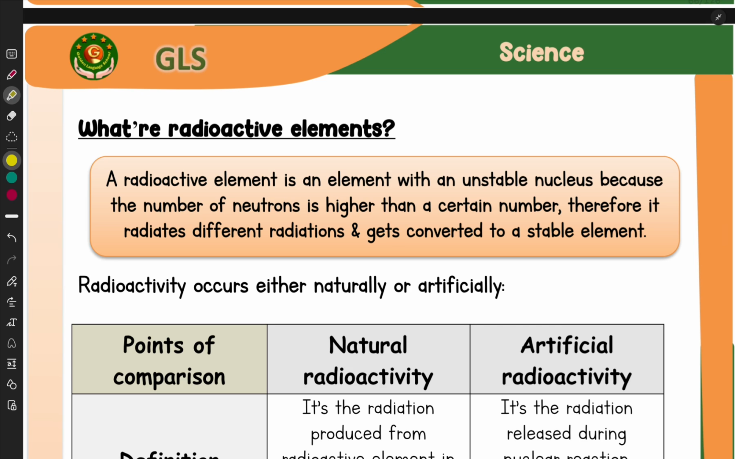What is a radioactive element? A radioactive element is an element with an unstable nucleus. Its nucleus is unstable because it contains a huge number of neutrons, higher than a certain number. Therefore, it radiates the different radiation and it gets converted into a stable element. Of course, everything in our whole world wants to be stable, like the atom. If the atom has more neutrons, it begins to radiate these neutrons to get rid of them.